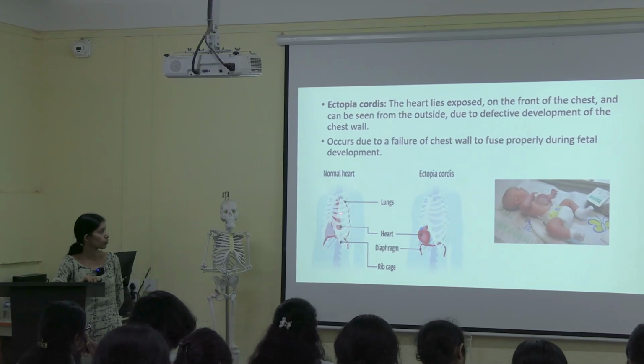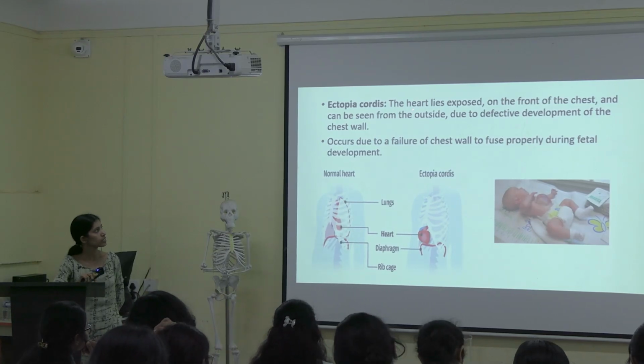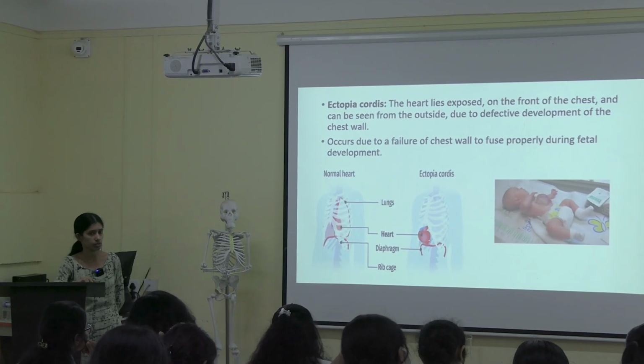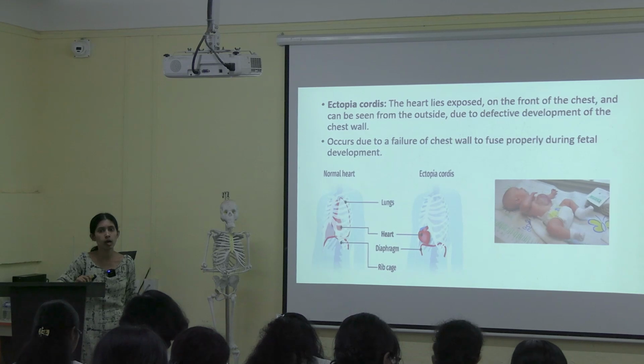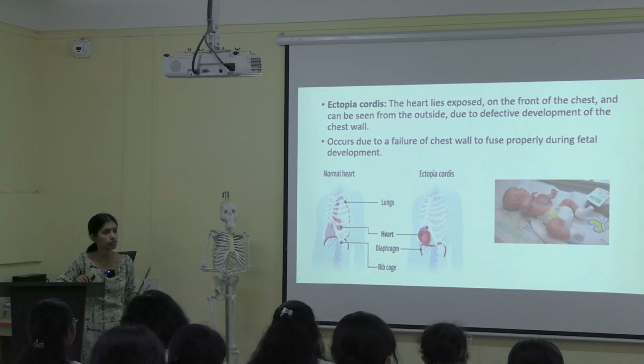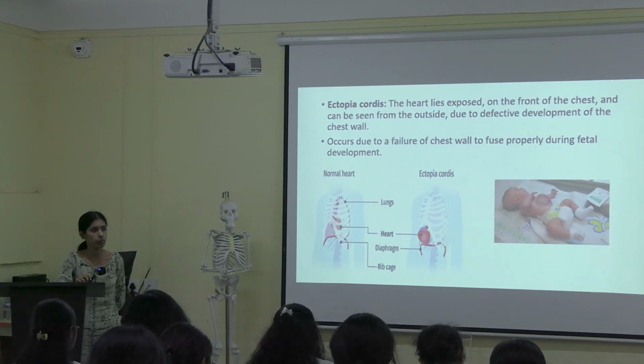This is how the normal heart will look. You can see here, but this is the ectopia cordis, which means the heart lies exposed. Okay, the same condition seen in the newborn baby. So based on the abnormality of position, we have 2 conditions. One is Dextrocardia and another one is Ectopia Cordis. What is Dextrocardia?